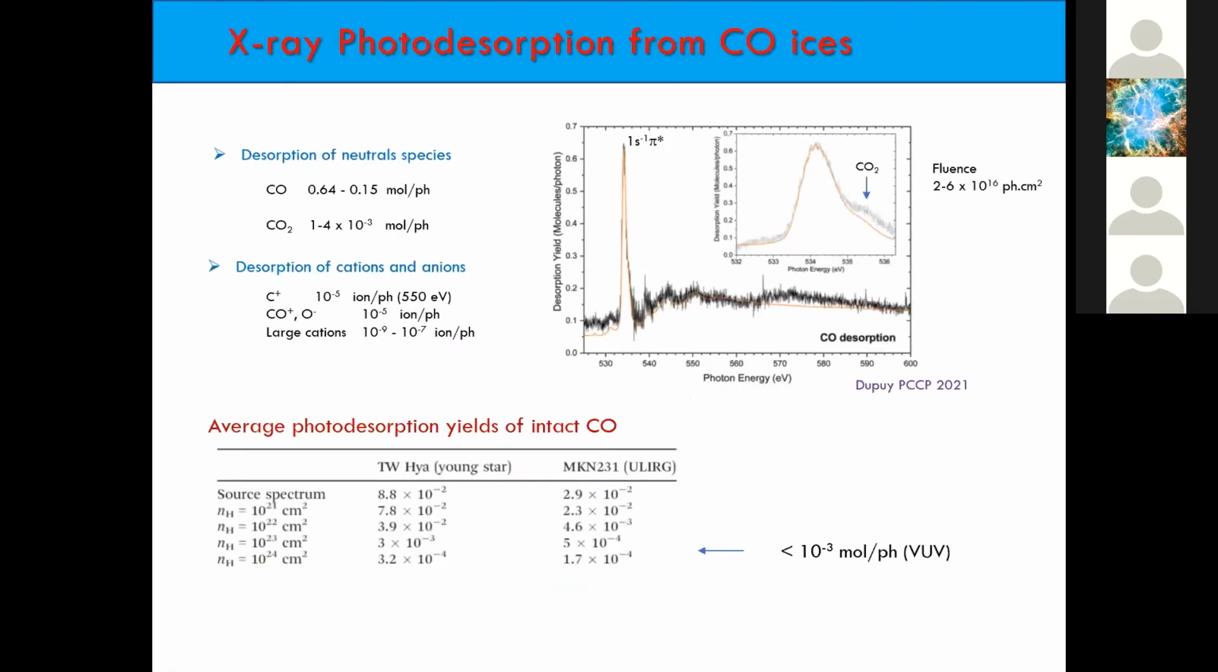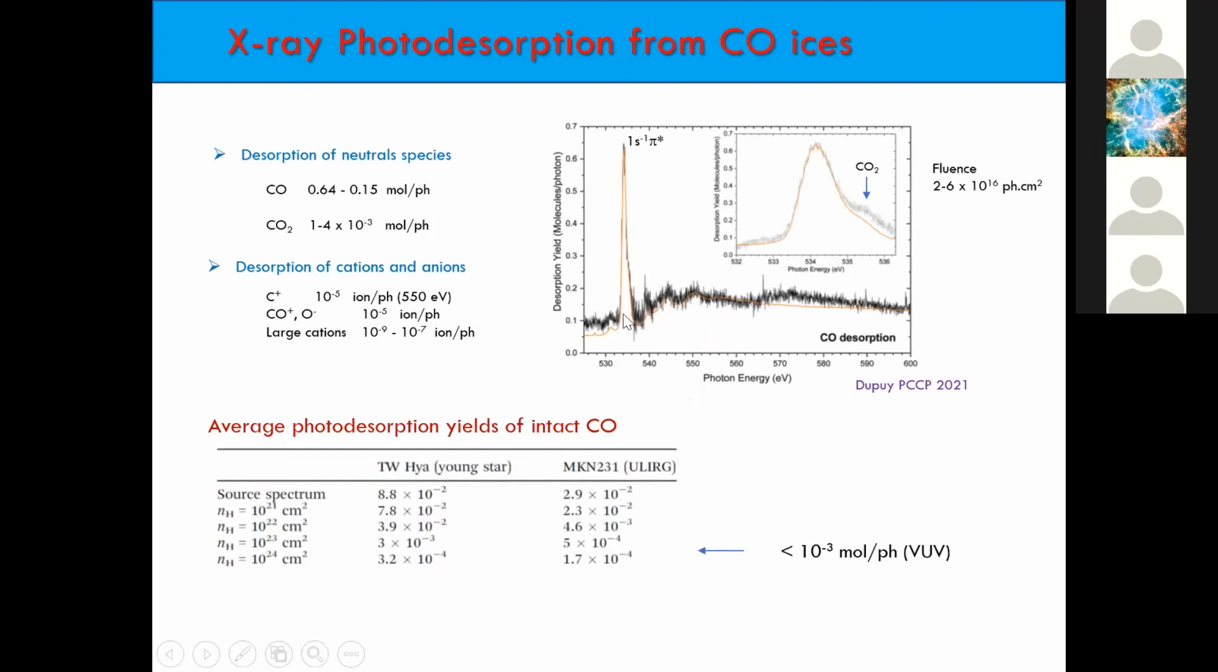So now I switch to CO ices. So again, you see the photodesorption spectrum. You have a strong peak here characterizing the CO excitation. And again, we observe mainly CO photodesorption, but also CO2. We observe a lot of cations and anions, but at very, very low yields.